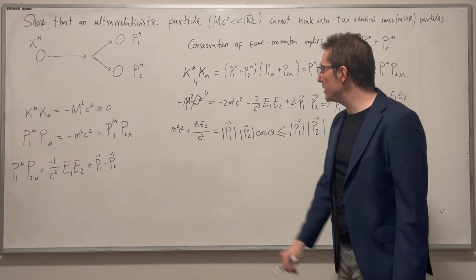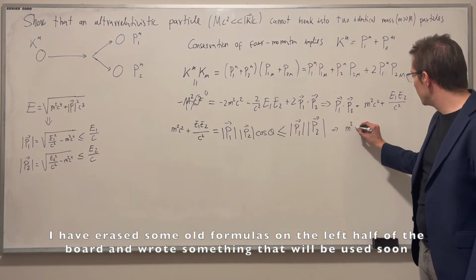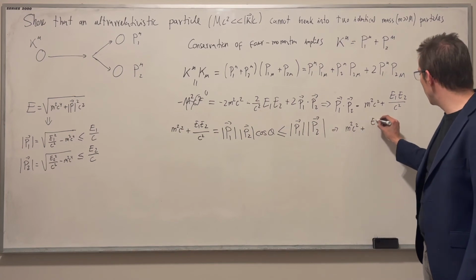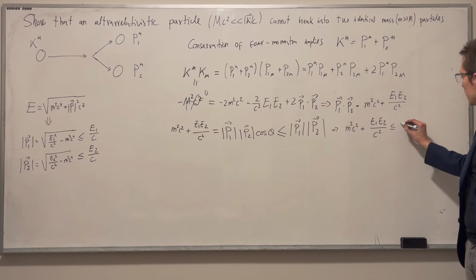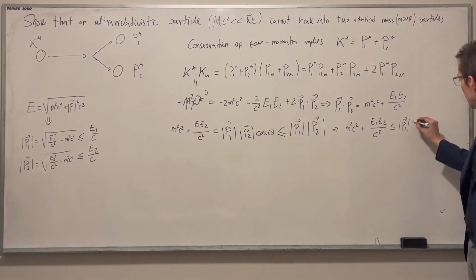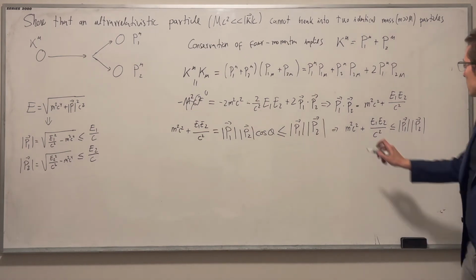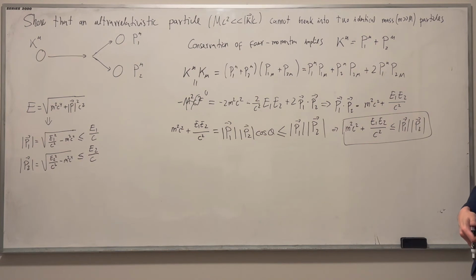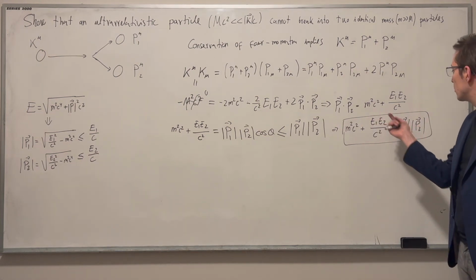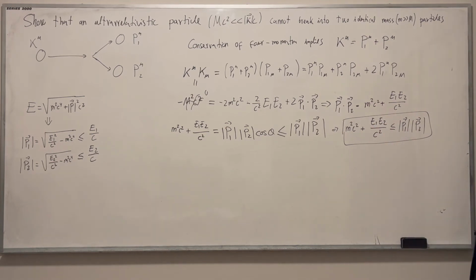So we obtain one interesting result. This implies that m squared c squared plus E1 E2 divided by c squared is less or equal than P1 times P2. Interesting. So this is our result. Now, this is just telling me some constraint between the momenta, the energies and the mass of the particles, but that doesn't mean it's impossible. Yes, but we also have other equalities.